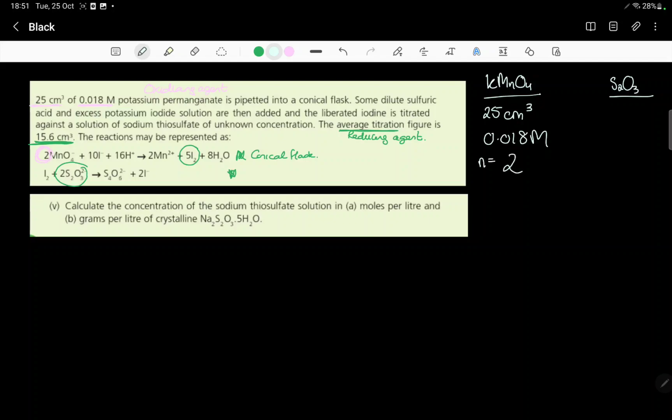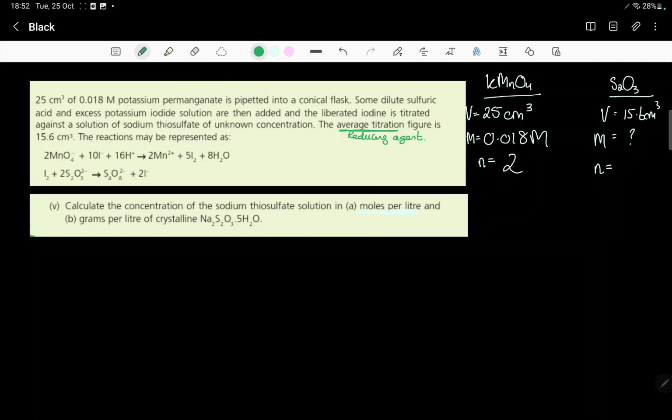So I'm just going to write n equals 2 here. This is the volume, and then this is the molarity. Okay, so we need volume, molarity, and the number for the reducing agent as well. And we can see that the average titer for the reducing agent was 15.6. The molarity we don't know. That's what we're trying to figure out, moles per litre of sodium thiosulfate. And then I need to figure out what number to put for the sodium thiosulfate.